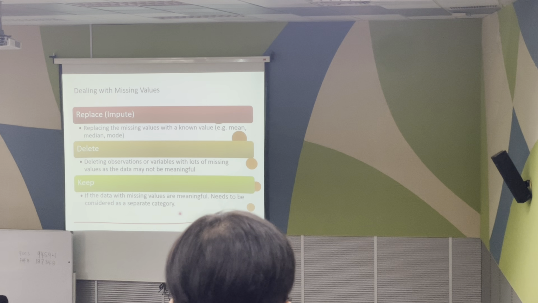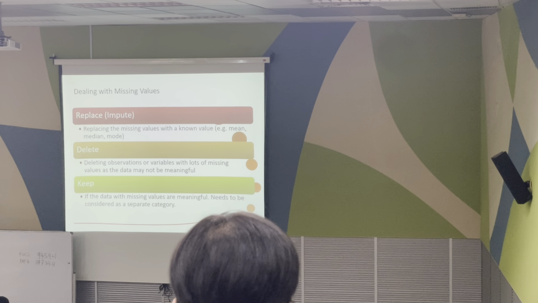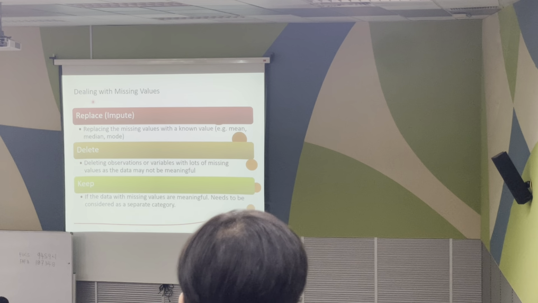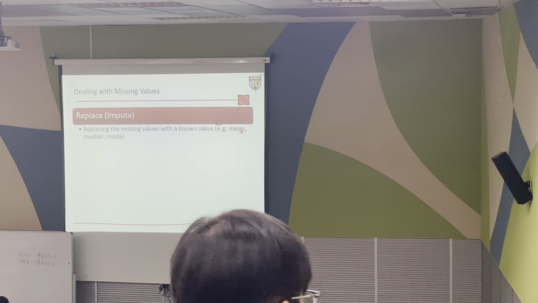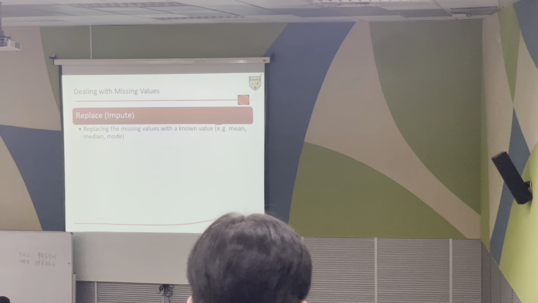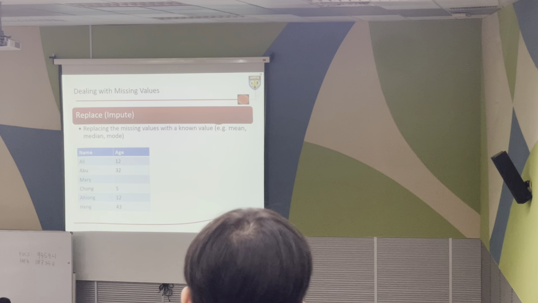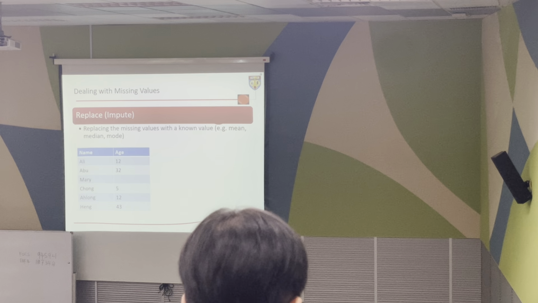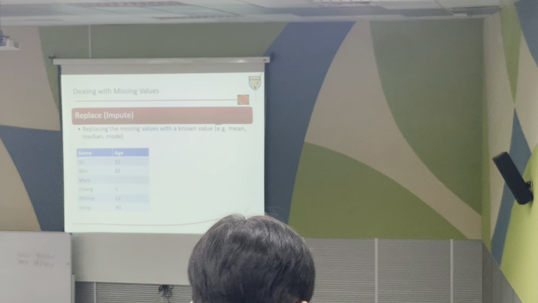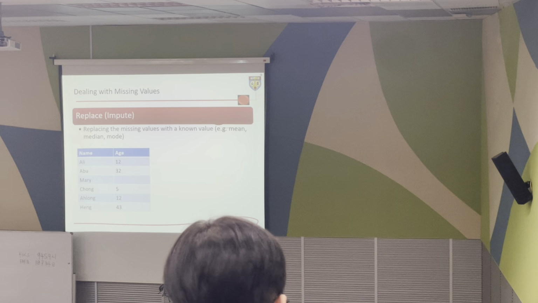So there are a few ways that you can use to handle missing values. For example, the first one is to impute or replace the missing values. You can replace the missing values with the mean, median or mode. For example, let's say we have name and age here, and we have a missing value here. Let's say you want to replace the missing value by using the mean.